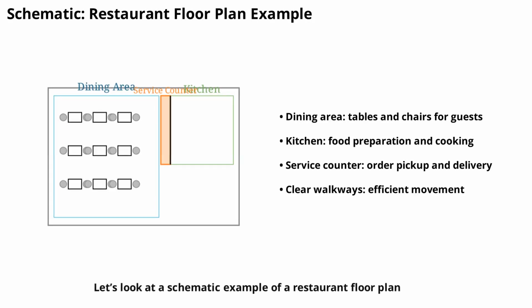Let's look at a schematic example of a restaurant floor plan. Imagine a rectangular space divided into a dining area, kitchen, and service counter. Tables and chairs are arranged to maximize seating while maintaining clear walkways. The kitchen is positioned at the back with easy access to the service counter. This layout helps ensure efficient service and a pleasant dining experience.